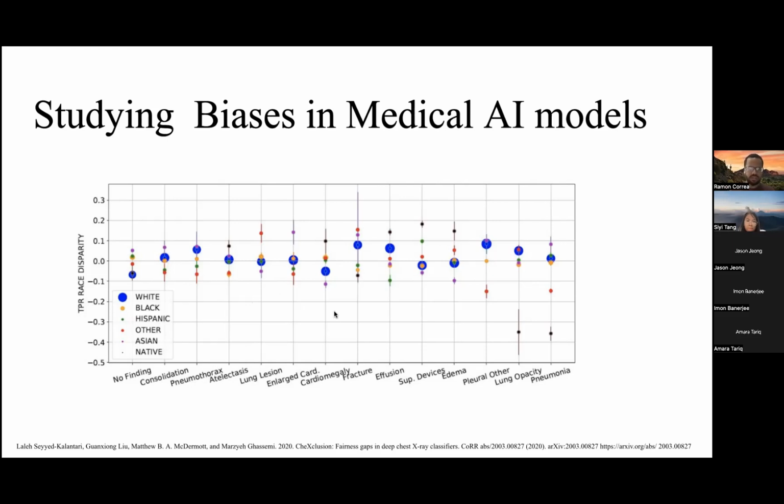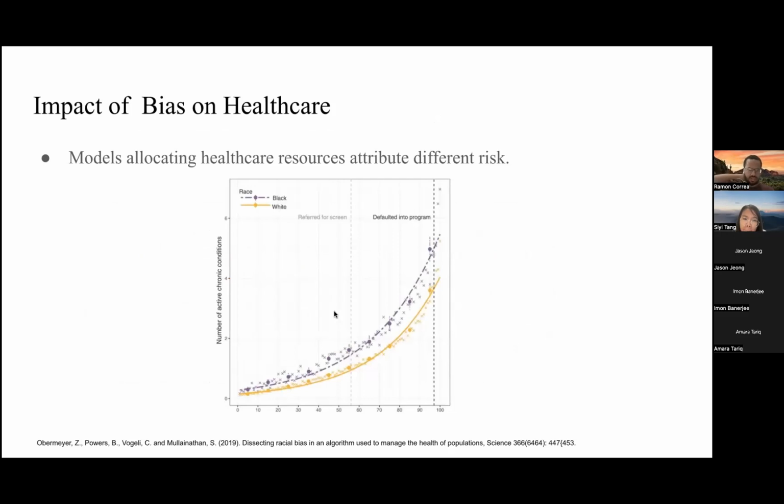A non-imaging related version of this was an additional study, essentially a model that's trying to predict risk of severe chronic disease. Here you can see that when comparing Black and white patients for the same risk score, they actually had very different levels of active chronic conditions. So let's say a Black patient with a risk score of 50 might be more comparable to a white patient with a risk score of 70 or so, which will definitely have some impacts on downstream healthcare decisions if you were to apply this algorithm in clinical practice.